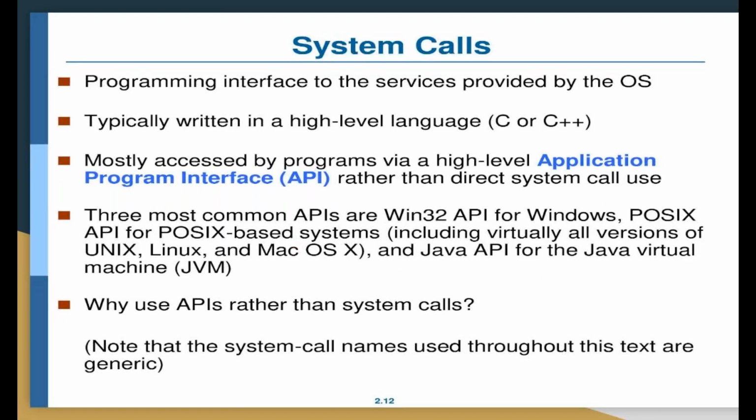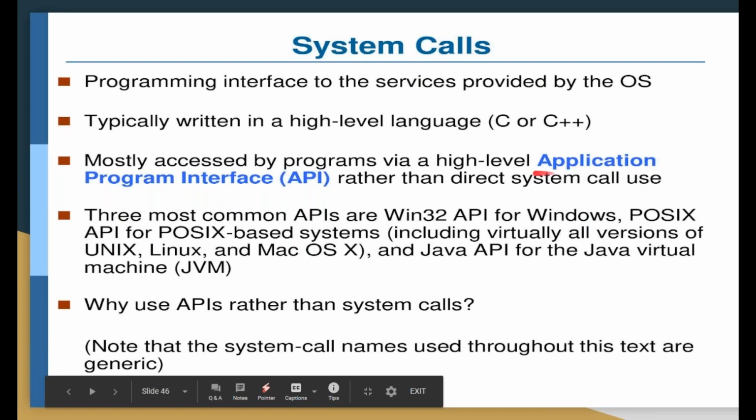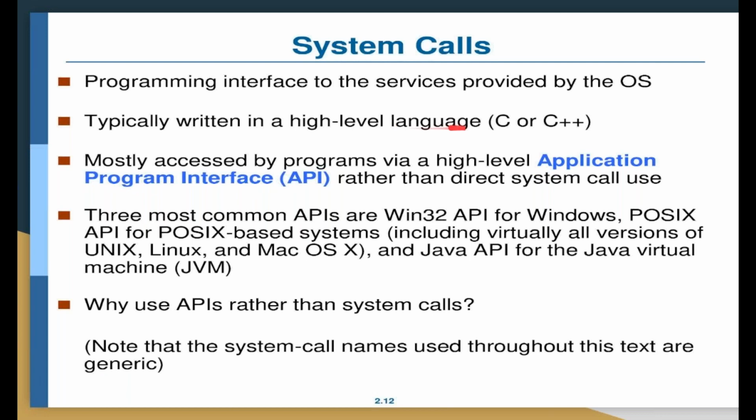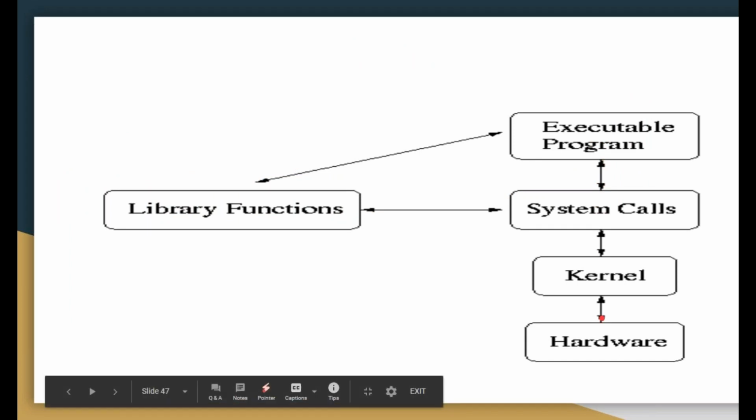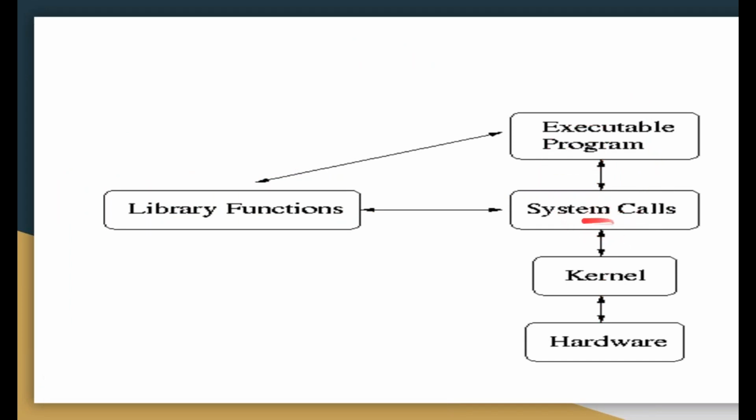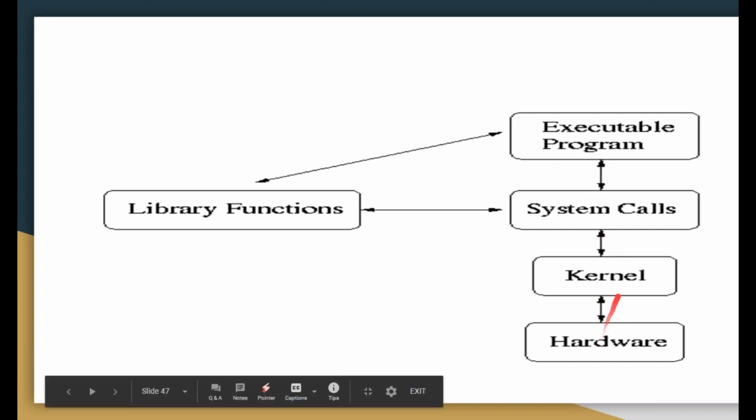That discusses the system calls. These are all the system calls discussed so far, and these are all accessed through your API, called the application programming interface. All these system calls are written in high-level languages, C or C++, and are all provided by your OS. These are your library functions, and they are indirectly or directly calling your system calls. The kernel is directly or indirectly calling your system calls and communicating with your hardware.